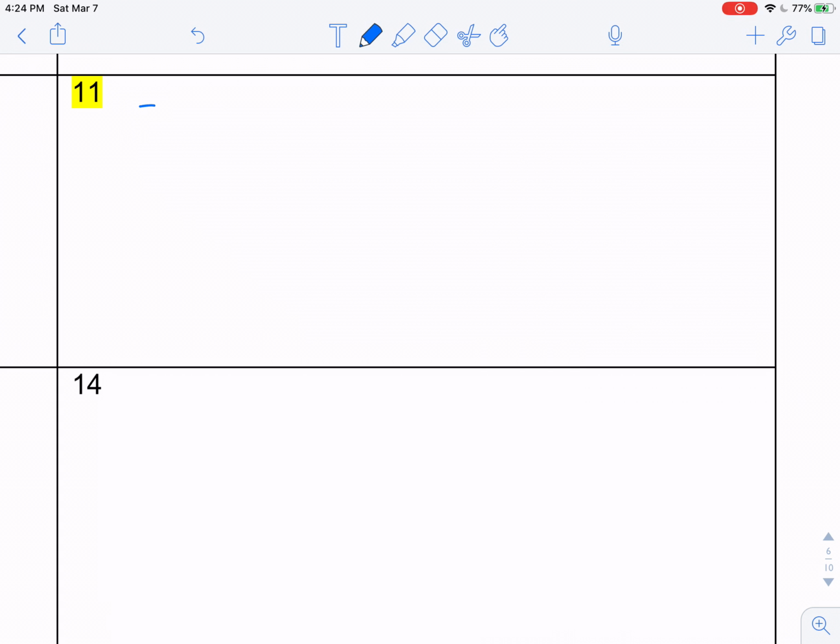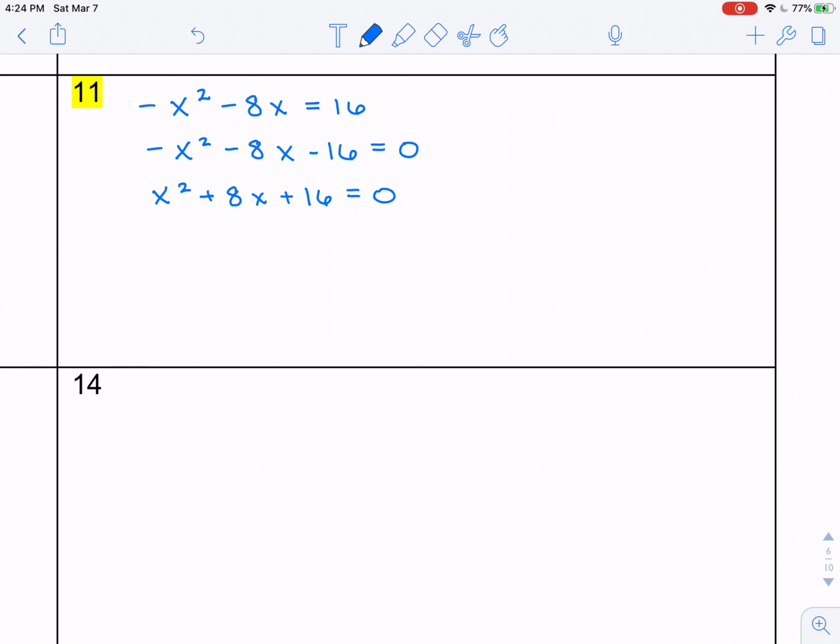Number 11, we're going to start off negative x squared minus 8x equals 16. Looks like we need to move the 16 over to the left side. So I have negative x squared minus 8x minus 16 equals 0. Not only is that a lot of negatives, but we want our first term especially to be a positive. So I'm going to go through and multiply everybody by a negative 1, change signs, and look at that, everybody's going to become a positive by changing signs.